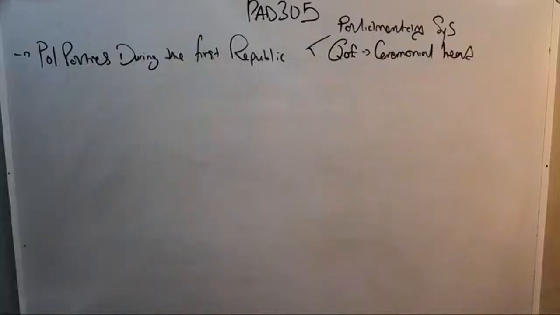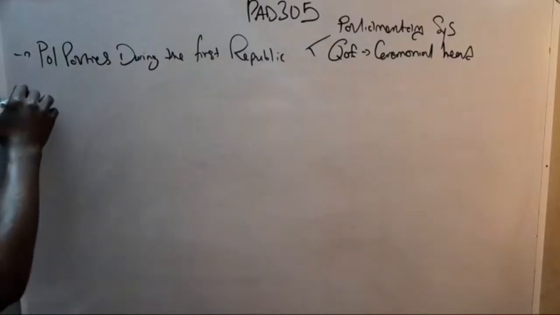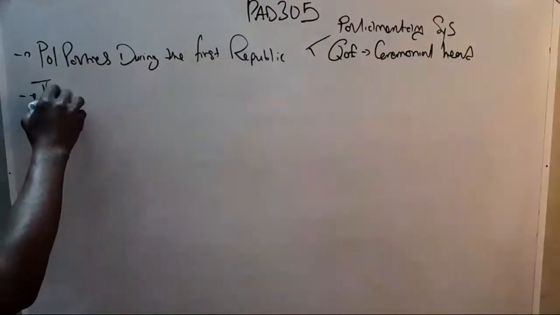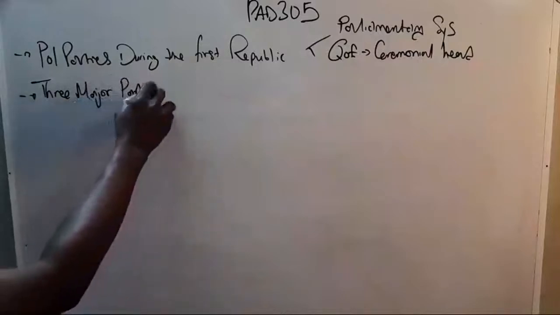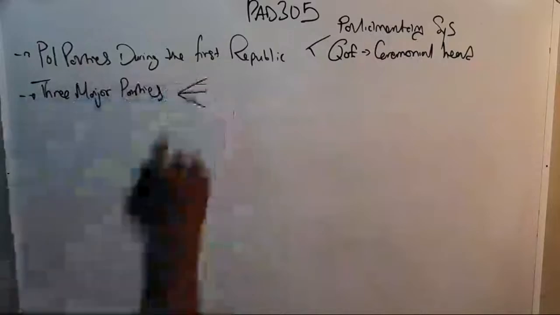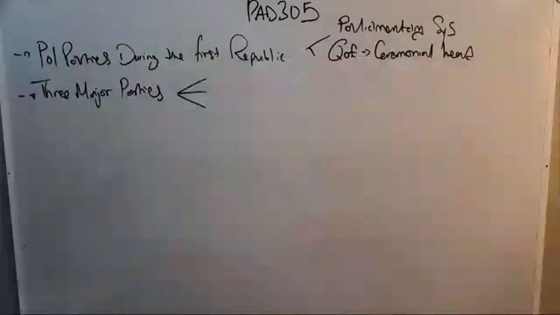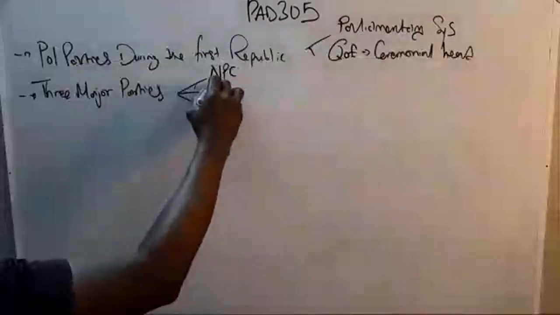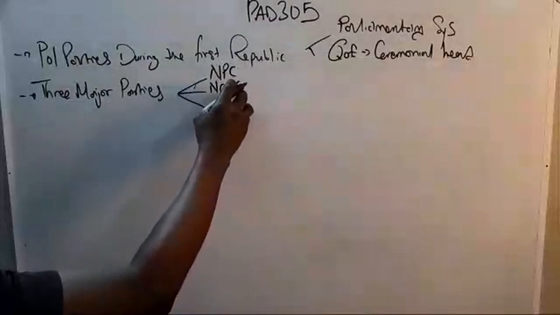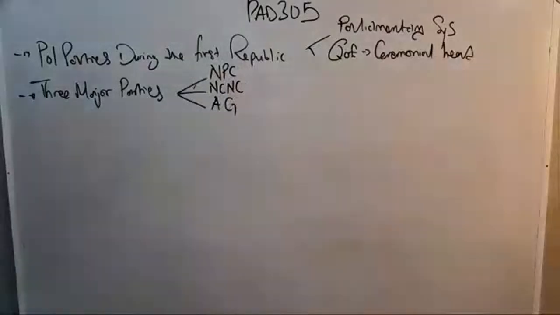Now, what I can say is that during the First Republic, there were three major political parties. We had the NPC, NCNC, and AG.